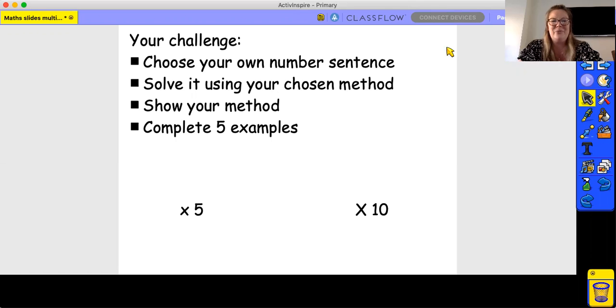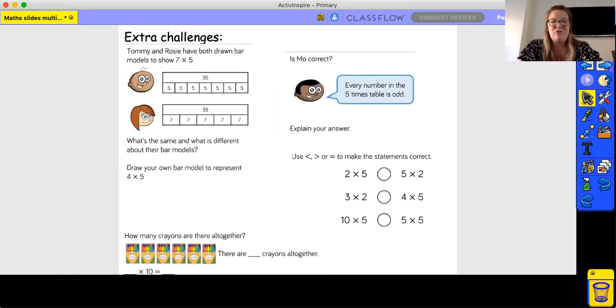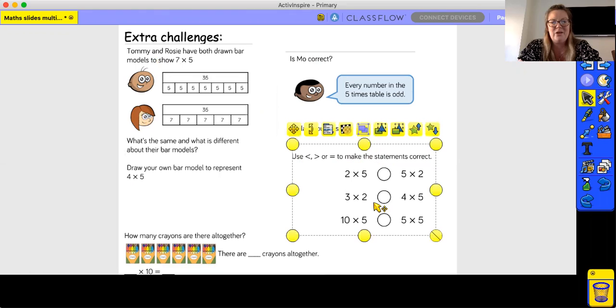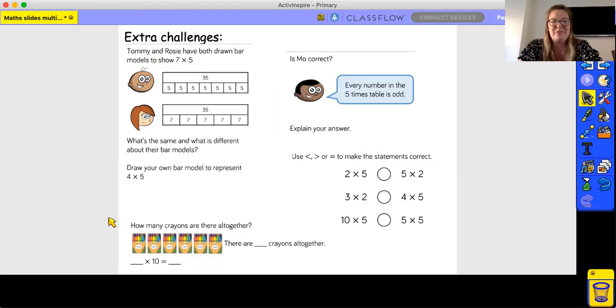Welcome back, Year 2. We are really, really proud of you for all of your hard work. Last thing is a little bit of a challenge for you. And here are your extra challenge questions. There's one here, one here, one here, and one down the bottom. Do as many as you feel like you can.